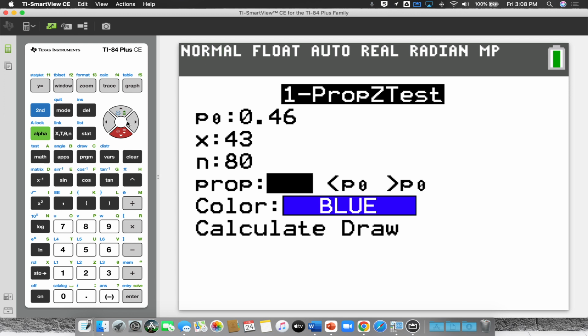And then the next one is, which one did you choose as your alternative hypothesis? Not equal to, less than, greater than. We chose not equal to, right? Okay. It gives you two options. It says calculate or draw. It doesn't matter. Calculate gives you more data, more stuff. Draw is kind of cool because it draws the same picture you guys drew. I'll show you both. I'll show you calculate first.